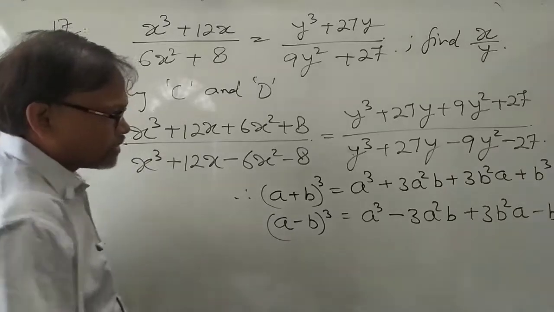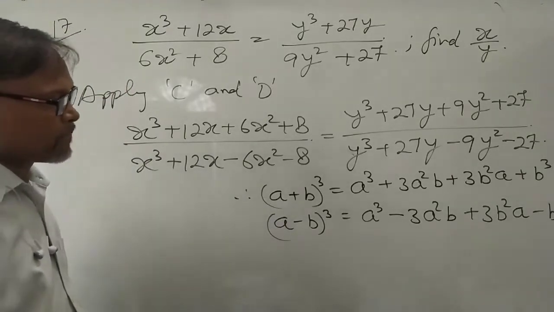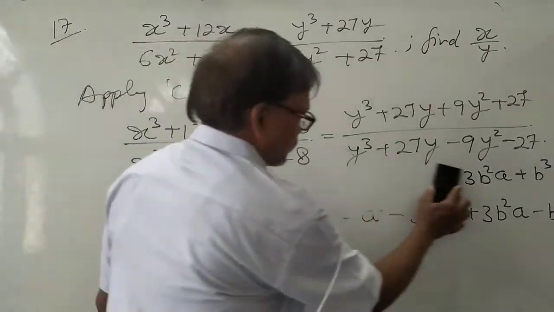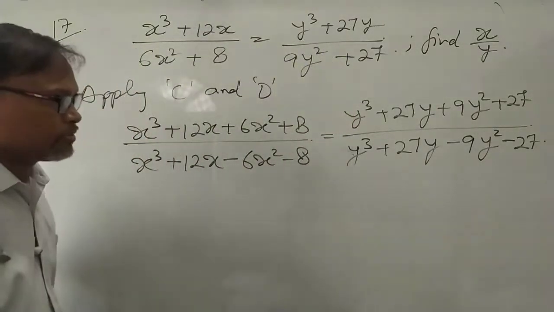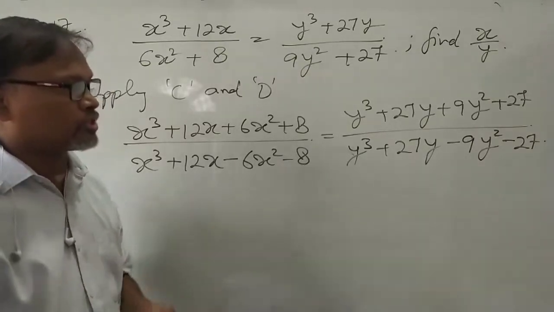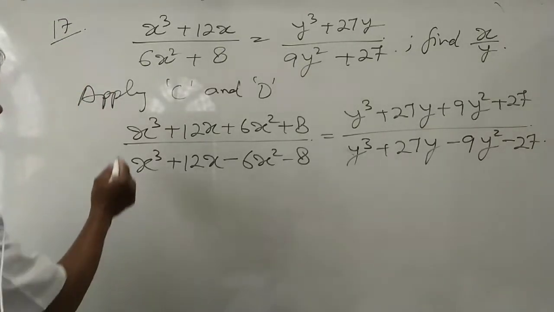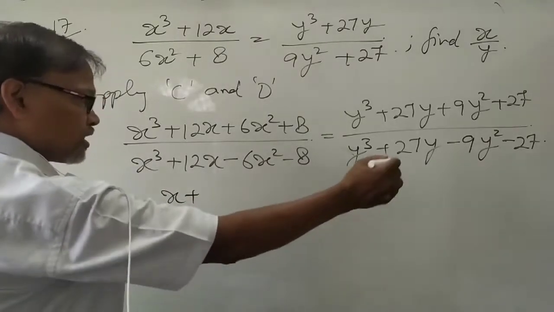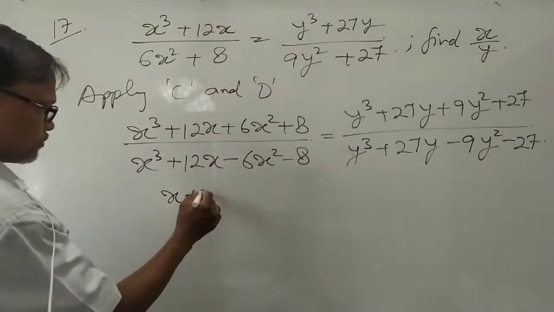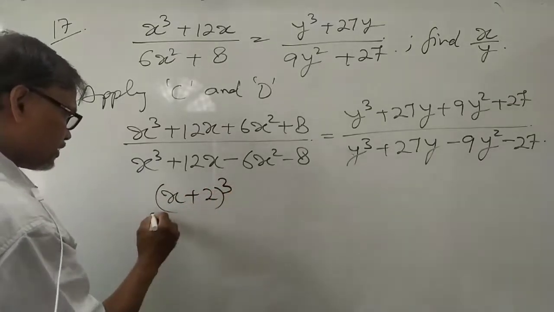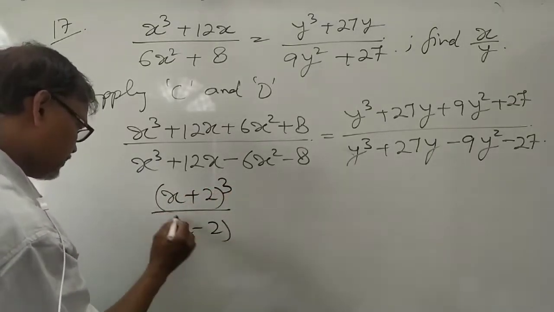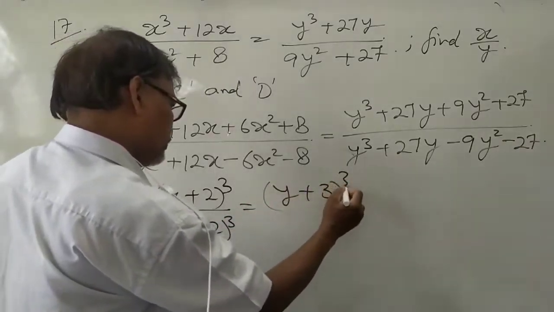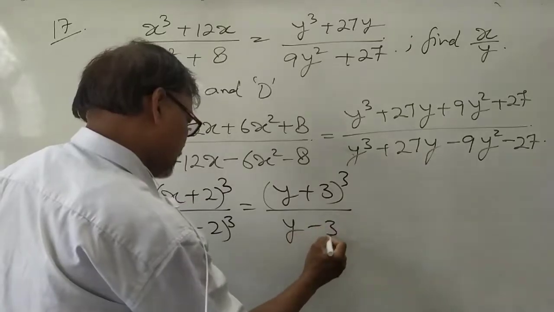Actually, why I am telling this, a plus b whole cube, a minus b whole cube, is because this was in class 9 and it has been a long time since you left it, and you have not used it here. So you can write it using the a plus b whole cube and a minus b whole cube formulas. This you can write: y plus 3 whole cube upon y minus 3 whole cube.